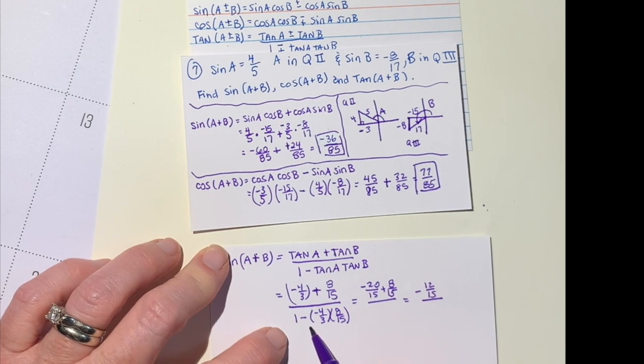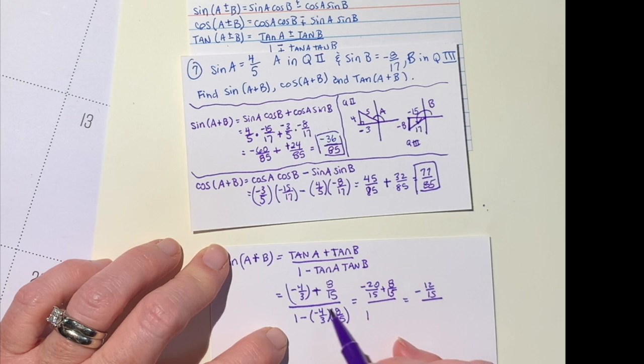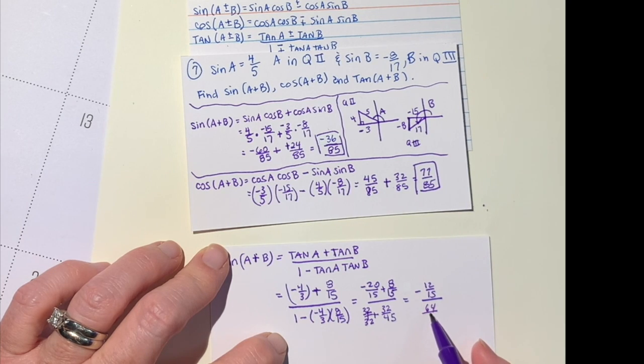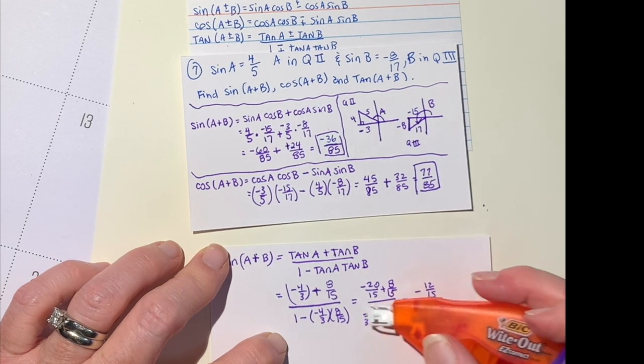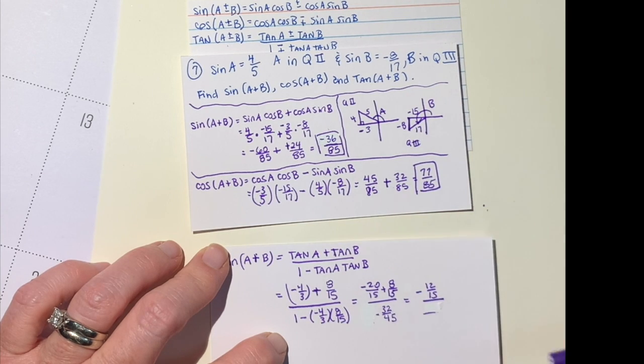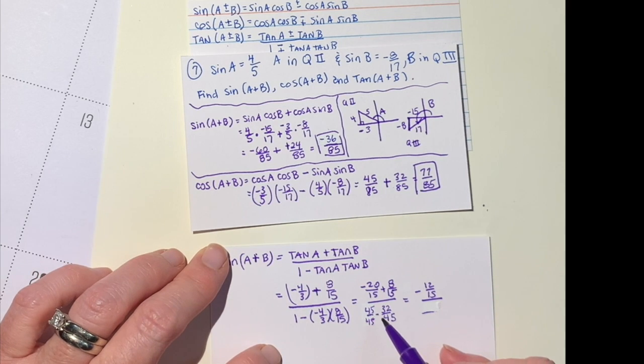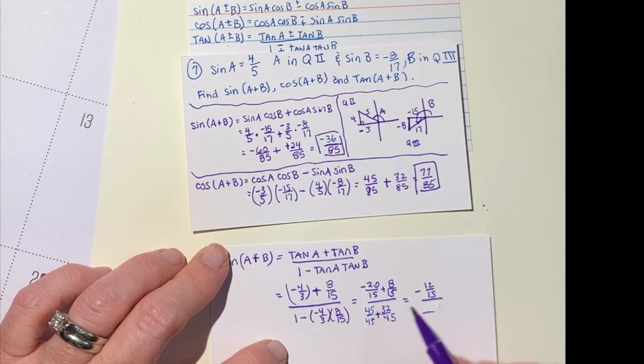All right, in the bottom we're going to have 1 minus a negative, so it'll be plus, and it's going to be 32 over 45. 8 times 4, 3 times 15. And so think of this as 32 over 32, which is the same as 1. Oh, sorry, not 32 over 32, how about 45 over 45? They have the same denominator. So 45, and that was a plus.